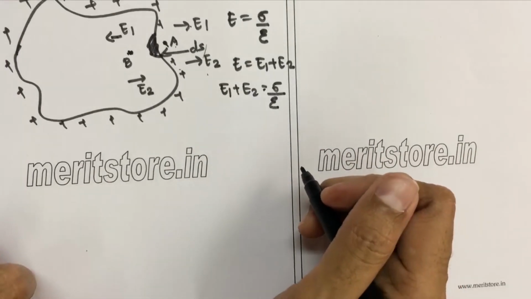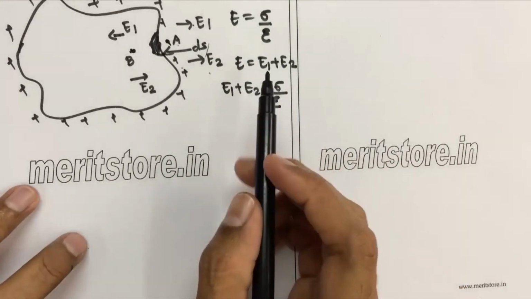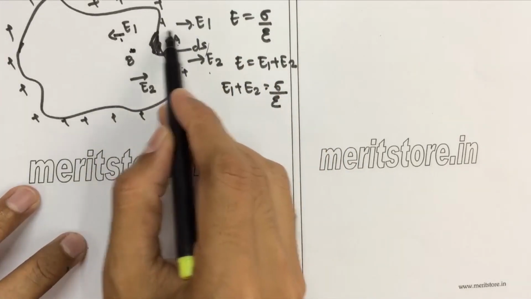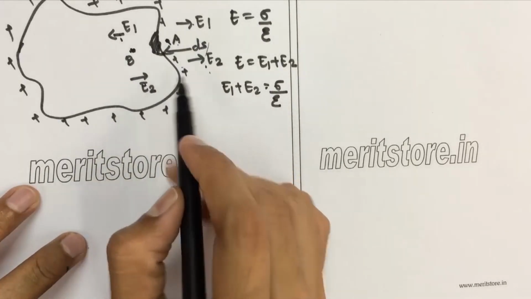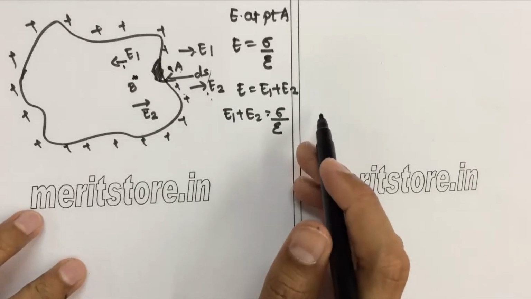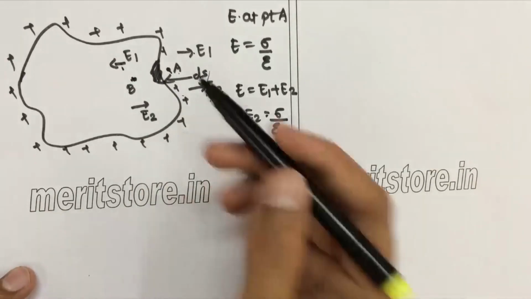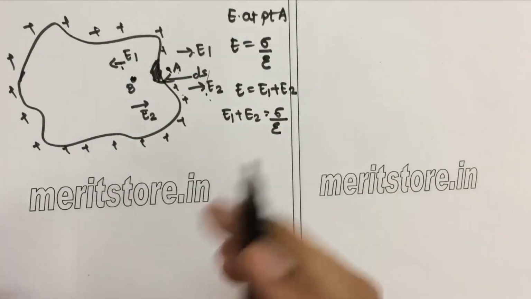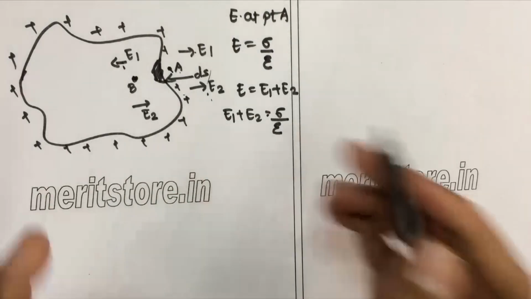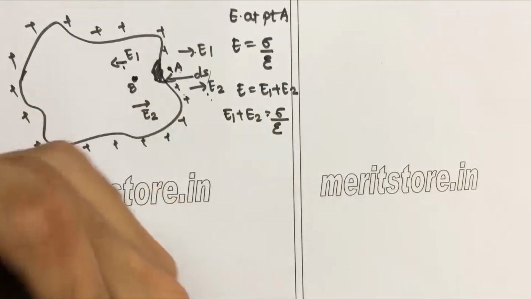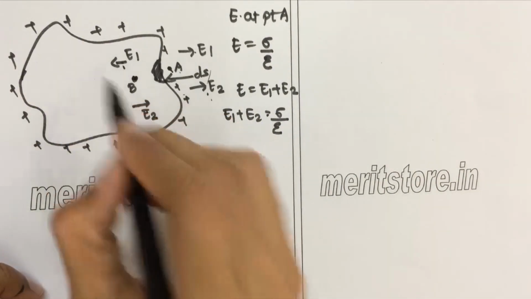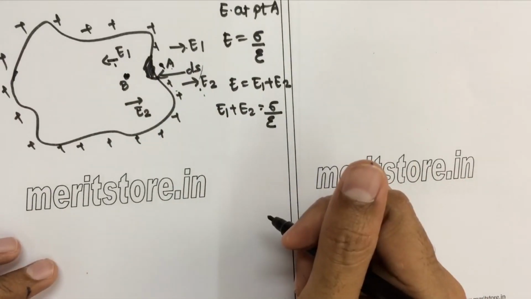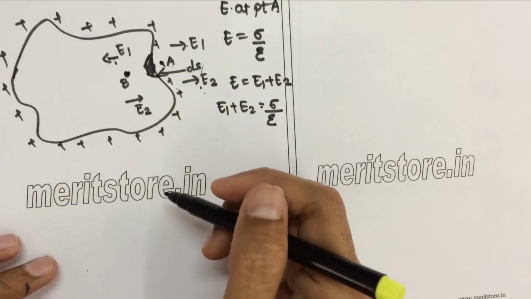Now the two components of E1 are directed opposite to each other, whereas the components E2 and E2 are directed in the same direction. As E1 and E2 are directed opposite to each other for point B, the resultant intensity E will be E1 minus E2, because one is going this way and the other is going the other way. As a result, that becomes 0, so there will be no electric field inside this particular conductor.